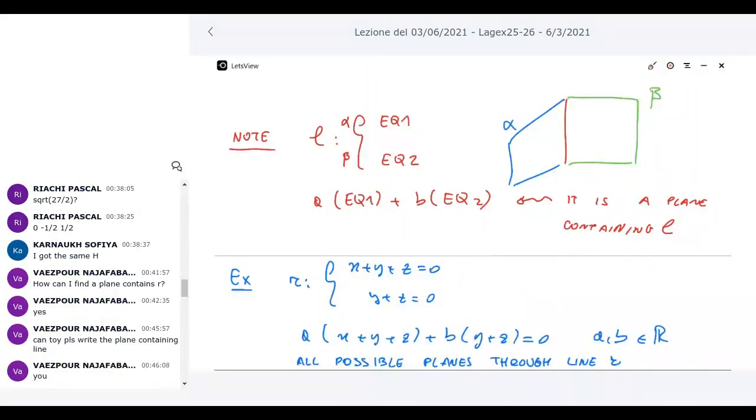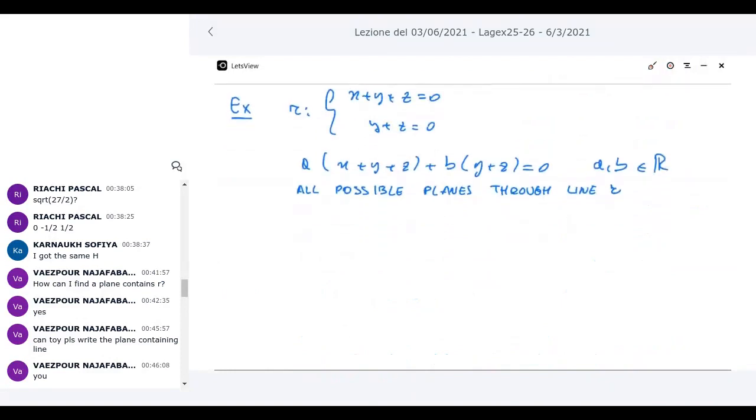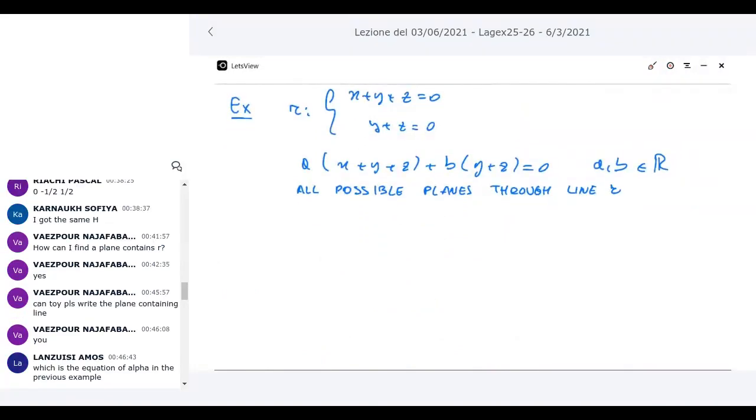Can you write a plane containing this line? Well, there are infinitely many planes containing this line. So you just give values to A and B as you wish. For A equals 0, B equals 1, you get this plane. B equals 0, A equals 1, you get this plane. A equals 1, B equals 1, you get the plane x plus 2y plus 2z equals 0. It's different from these two, but it is another plane containing it. It's just substituting values of A and B in R as you wish. I don't write it down because it's already written. So let me know if this is clear.